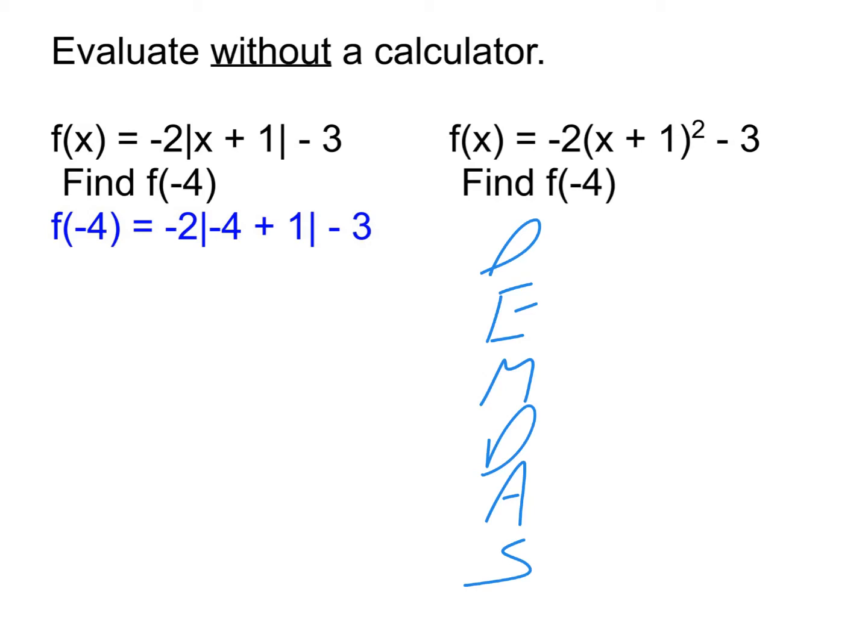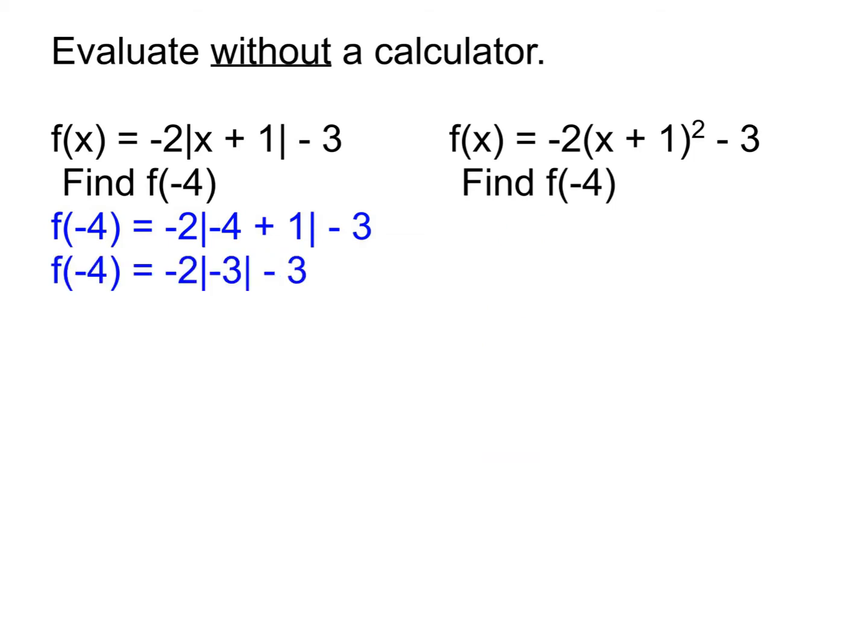All right, so in this case then, since I am doing the negative 4 plus 1 next, I'm going to go ahead and do that. That gives me a negative 3. Notice the absolute value bars are still there. So now I'm going to do the absolute value of the negative 3. What is the absolute value of negative 3? 3. Positive 3. Because the absolute value makes whatever number is inside of it positive. But notice you have to do the addition or subtraction first.